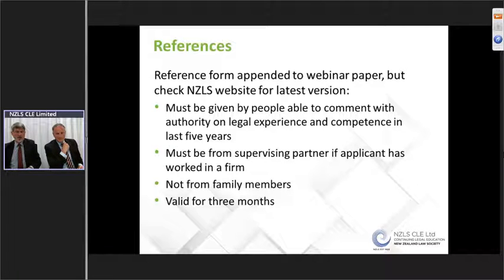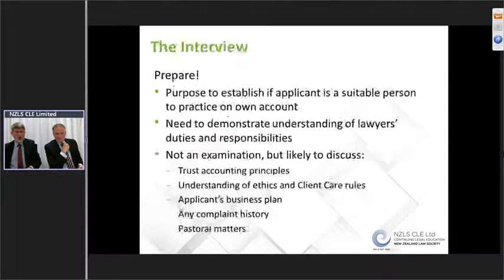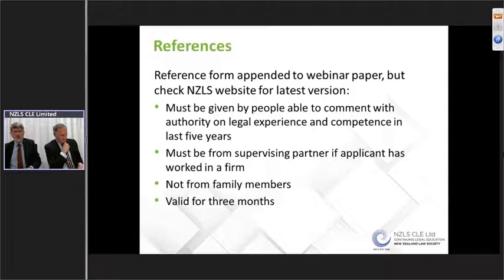The other thing about the references is that that may not be the end of the story. The committee may come back to you and say, well, we want some more references than this, please. We're not satisfied with what you've provided us, and you may well be asked for further information.